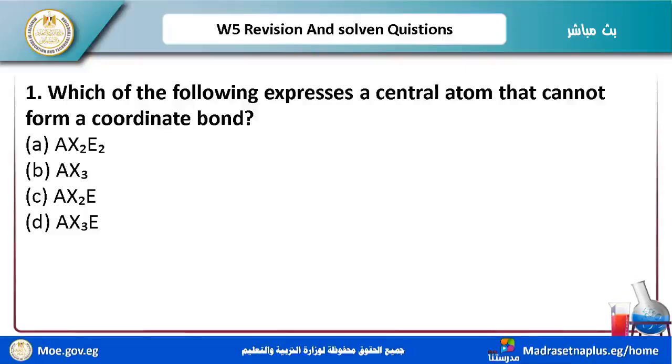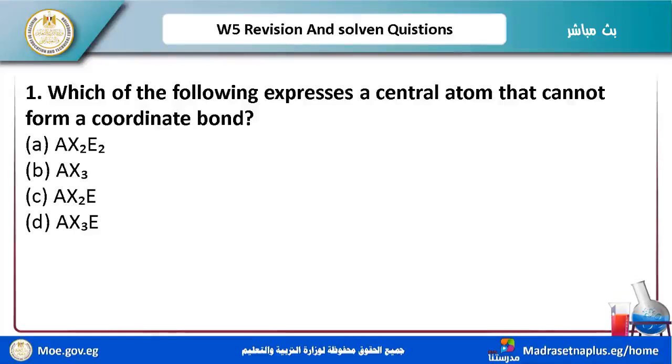Okay, this question asks which of the following expresses a central atom that cannot form coordinate bonds. So these atoms have no lone pairs. Okay, this is easy to choose from A, B, C, D. In A, we have AX2E2, we have two lone pairs. B, AX3, no lone pair. C, AX2E, you have one lone pair. And D, AX3E, you have one lone pair. Now you can know what the true answer is.